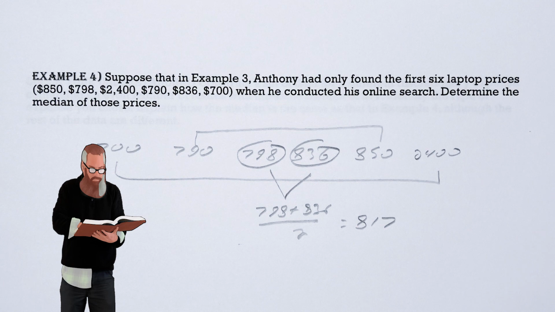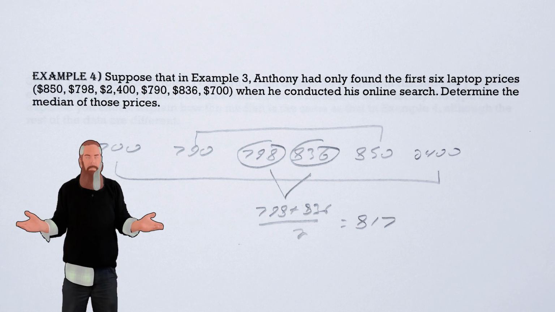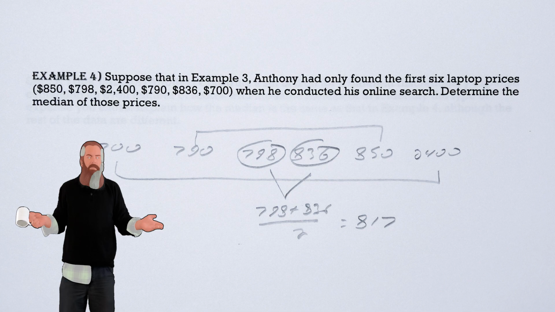The median is $817. Again, notice that the number of scores below the median is the same as the number of scores above the median, and the median is resistant to extreme scores.